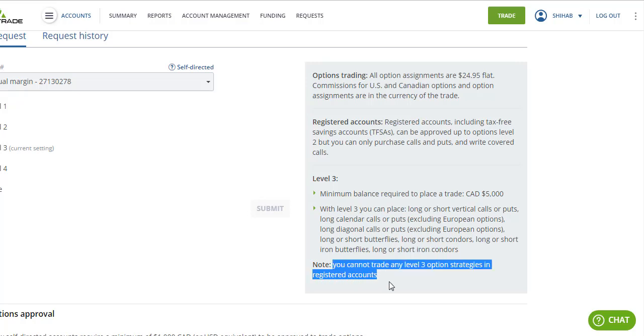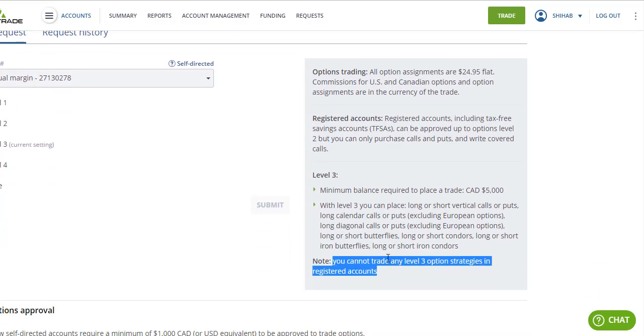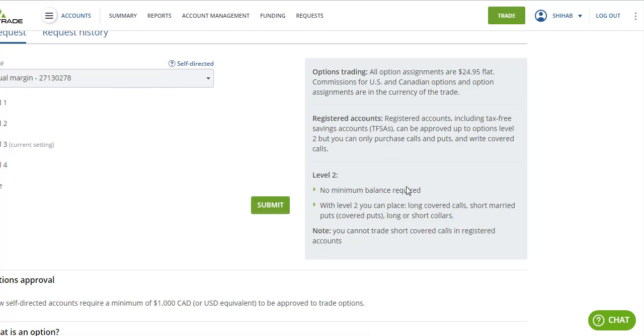And there's a note here: you cannot trade any level 3 option strategies in registered accounts. So regardless of your broker, you need a margin account in order to trade iron condors. If you look at level 2, you could write covered calls with level 2, but you can't do iron condors.